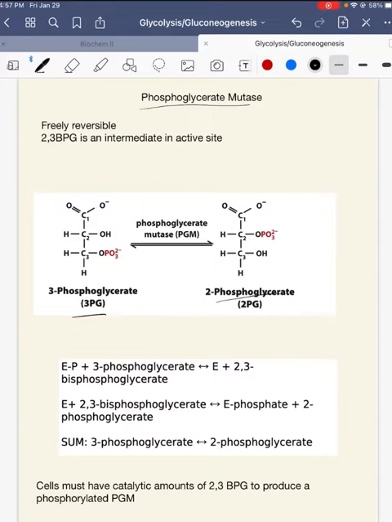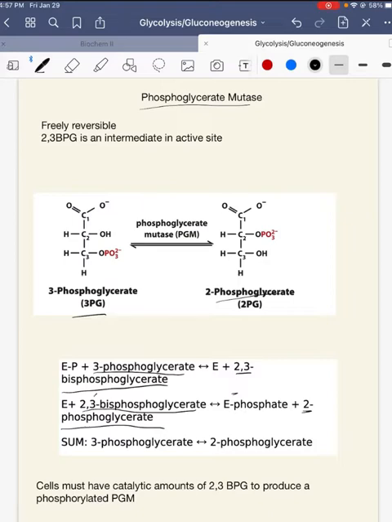So I added, not really the mechanism, but how this enzyme works. We take the 3-phosphoglycerate, and we actually make an intermediate called 2,3-bisphosphoglycerate in the active site. Then this 2,3-BPG transfers a phosphate to the enzyme, and then the enzyme is able to transfer that phosphate. So then we end up with 2-phosphoglycerate. So we transfer the 3-phosphate to the enzyme, and then we regenerate 2-phosphoglycerate.